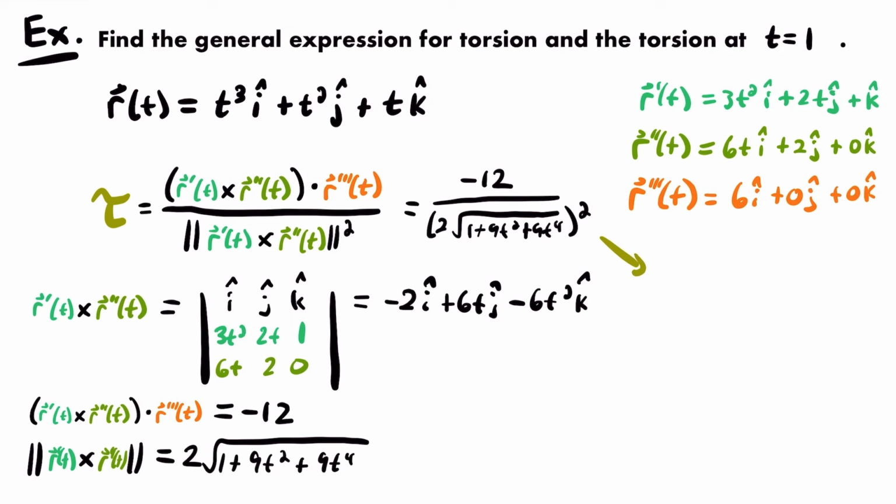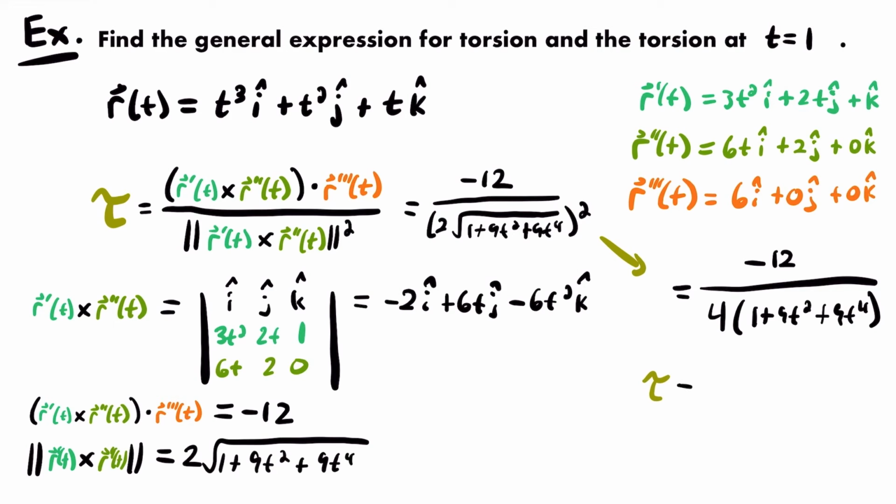And so moving down here, the torsion would be equal to negative 12 divided by 4 times 1 plus 9t squared plus 9t to the power 4. Right? If you square the denominator, 2 squared is 4, and if you square this quantity, it just cancels out with that square root, so you're just left with what was inside the square root. But then we can simplify further, because negative 12 is divisible by 4, you'll get negative 3, so our final answer here for the torsion as a general expression for our space curve is negative 3 divided by 1 plus 9t squared plus 9t to the power 4. All right, that represents the torsion.